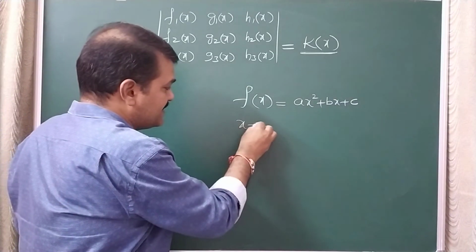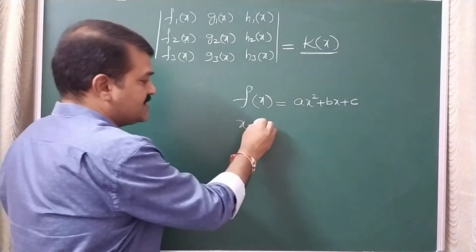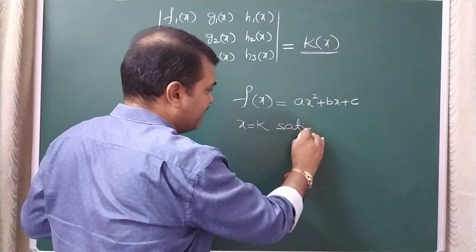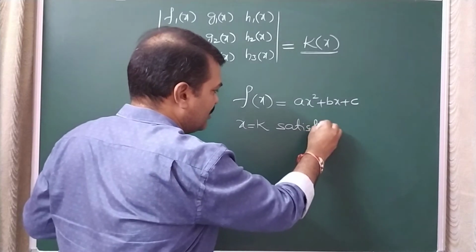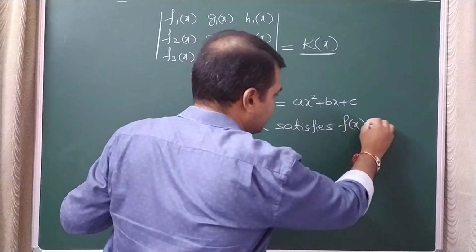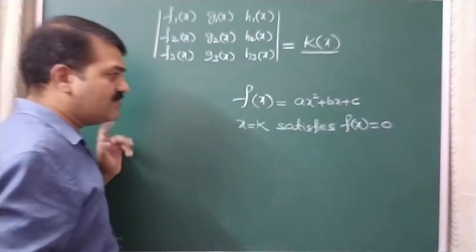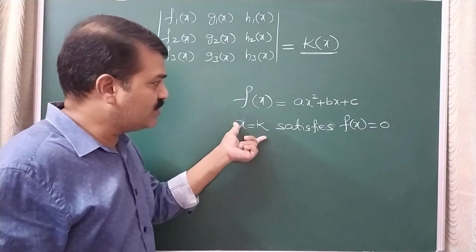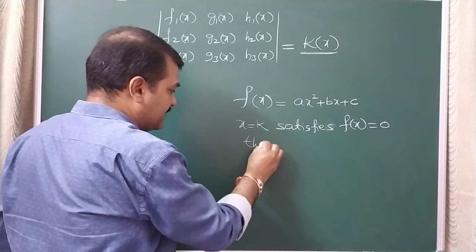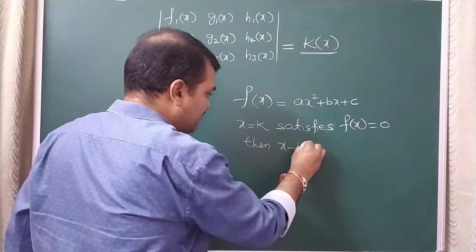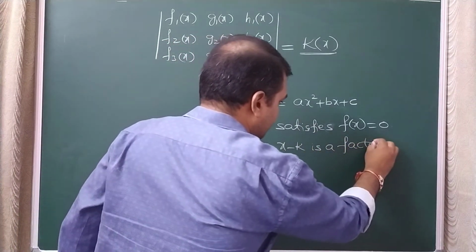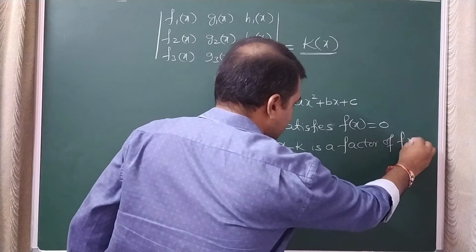So if x equal to some k satisfies f of x equal to 0, that means if x equal to k is a root of this, then we will write that x minus k is a factor of f of x.